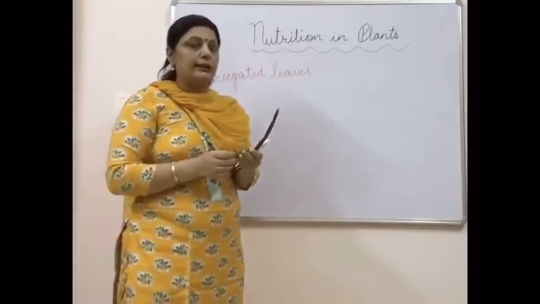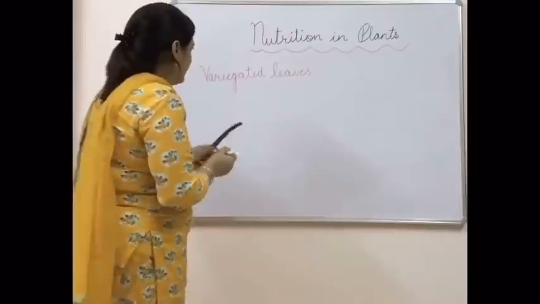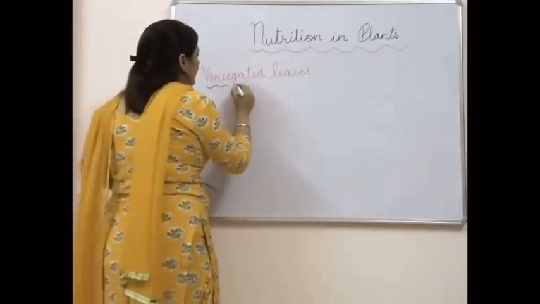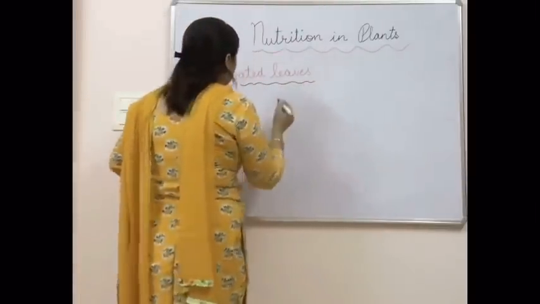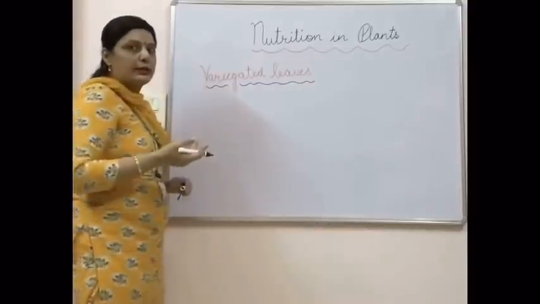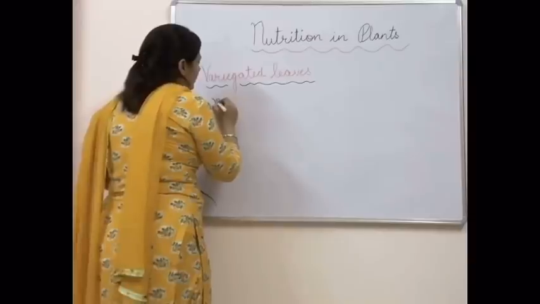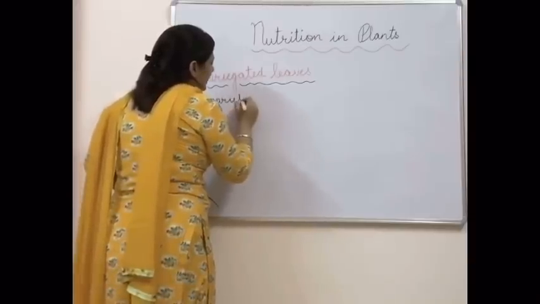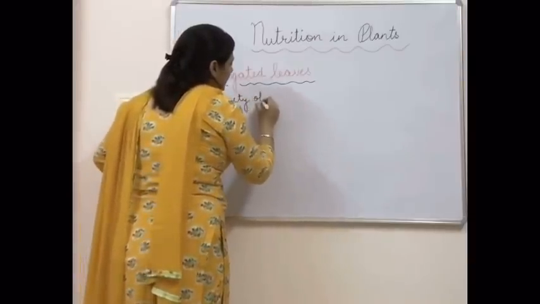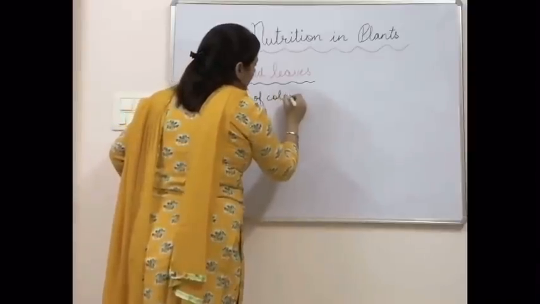So what are these leaves called? Variegated leaves. The term used for these leaves is variegated leaves. Variegated means variety, and here these leaves are having a variety of colors. So the leaves with a variety of colors are called a variegated leaf.